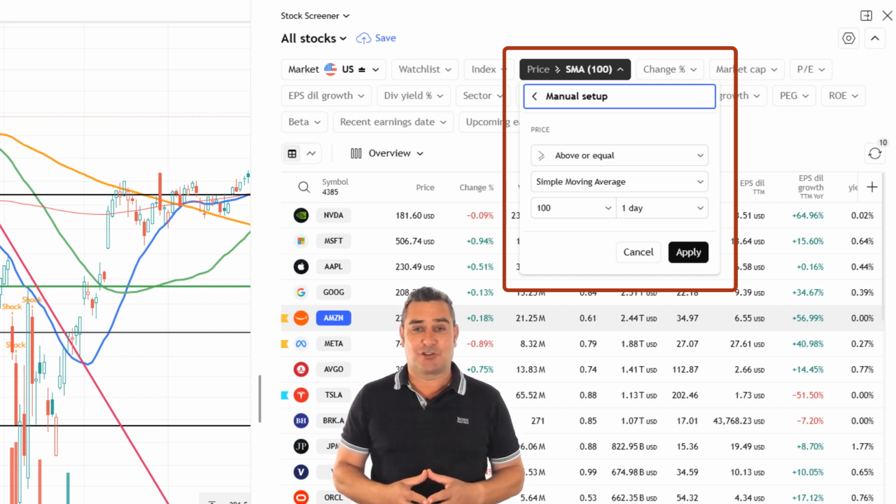Instead of reacting to news headlines or tips, you are proactively focusing on the stocks with the strongest momentum. This is exactly how professional traders operate. They prepare their lists in advance so they are never caught off guard.